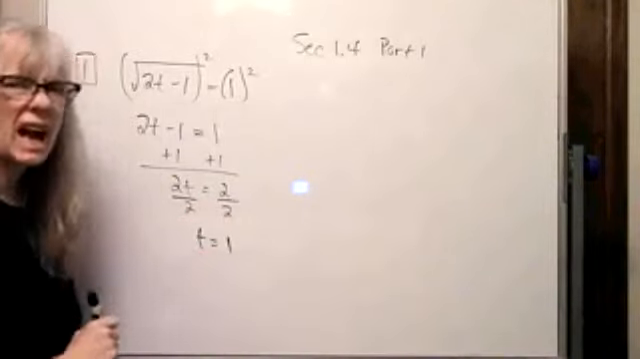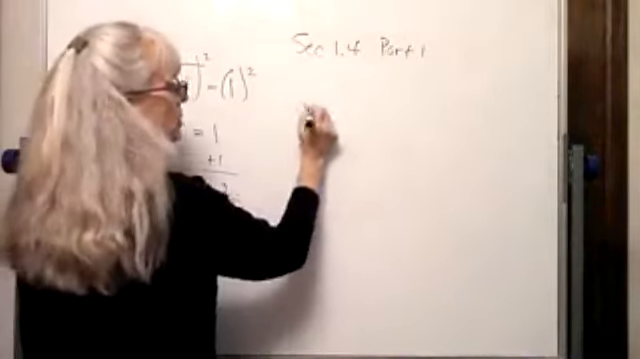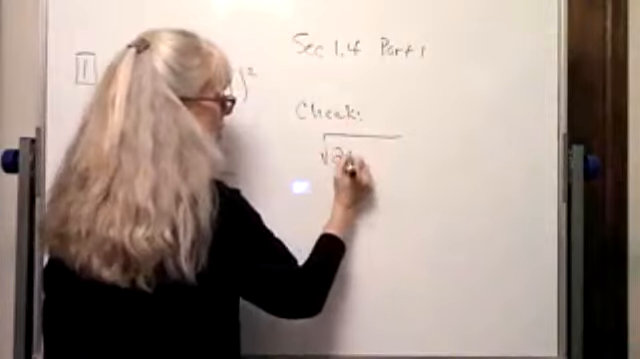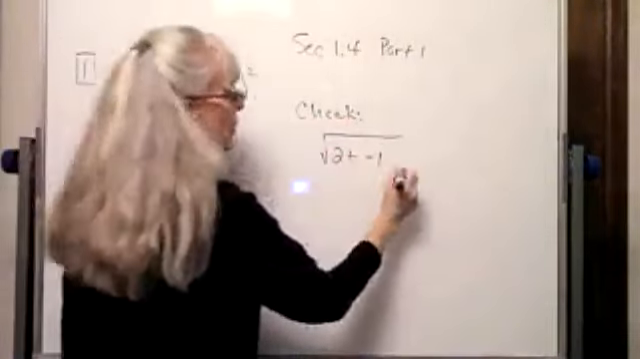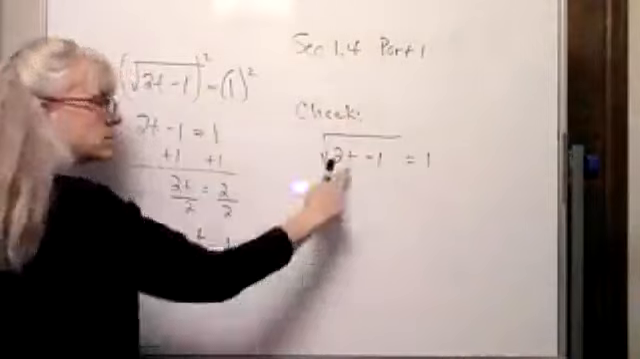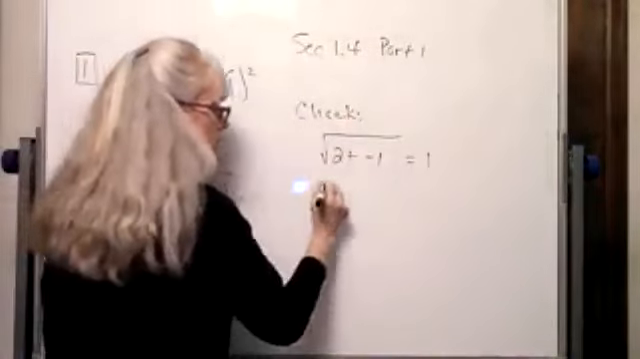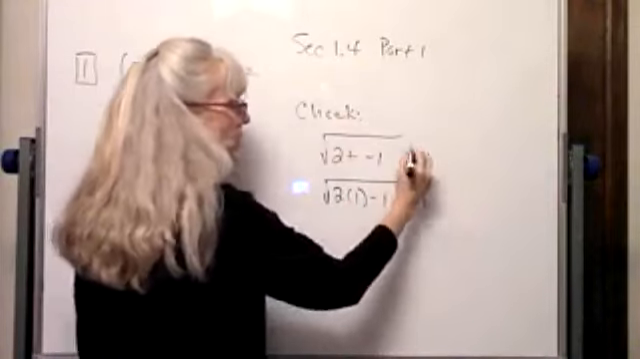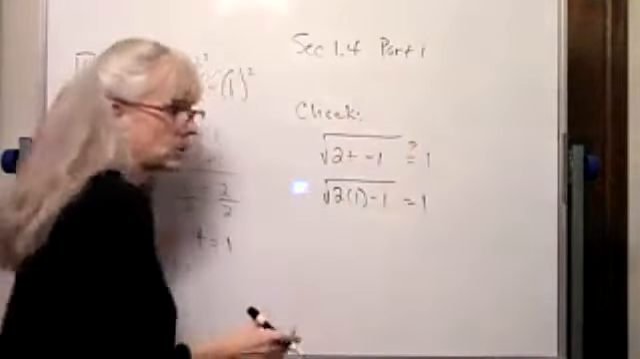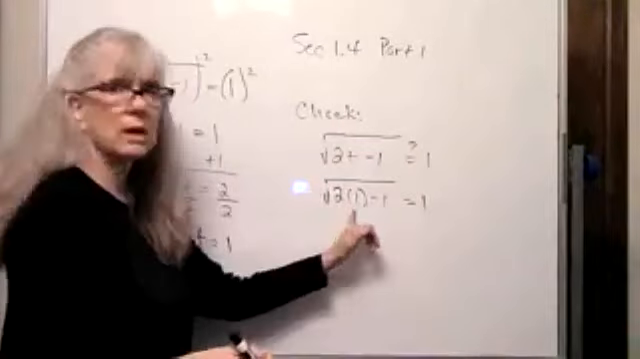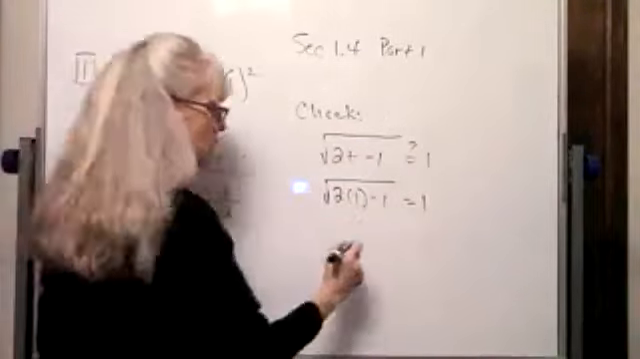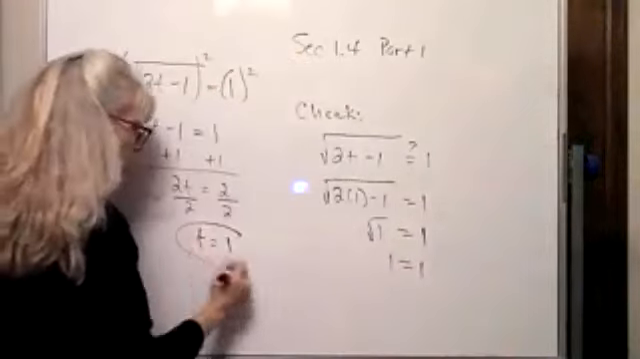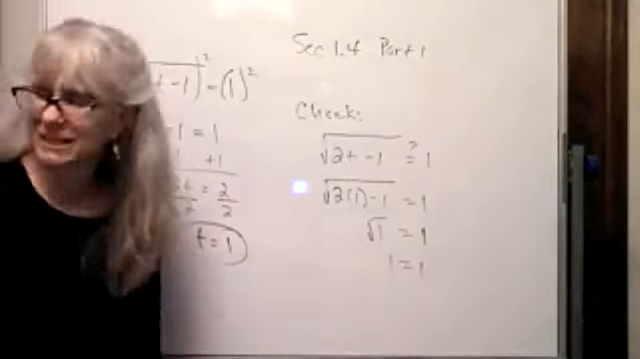But we need to check that. Most of the time, you can just verbally check it. We'll write it out just to make sure we don't lose anybody. The original equation said the square root of 2t minus 1 is equal to 1. We're going to replace our t with that 1. So that would give me the square root of 2 times 1 minus 1. And the question is whether or not this is true. So we're really checking to see if this works. So 2 times 1 is 2. Minus 1 is 1. And sure enough, the square root of 1 gives me 1. So it works as a solution. We've solved our first radical equation.